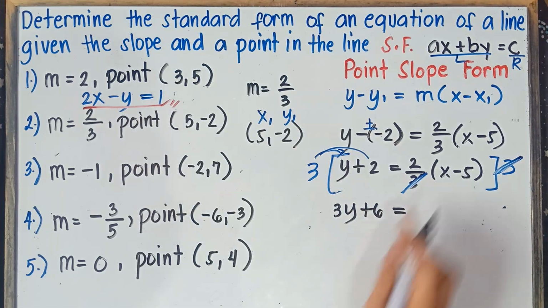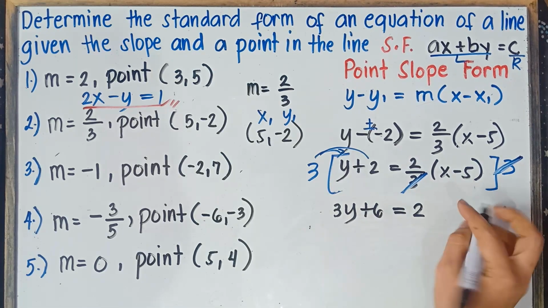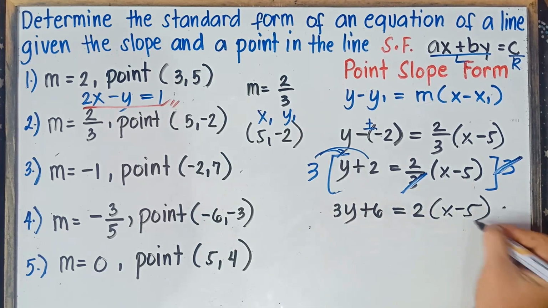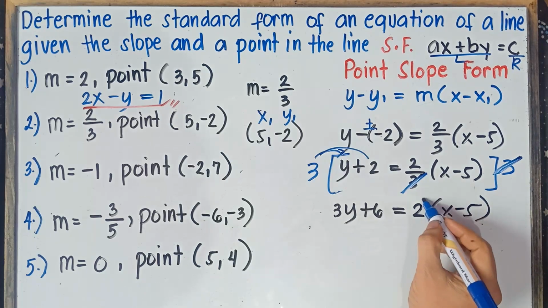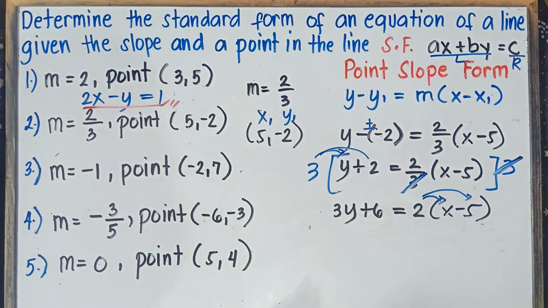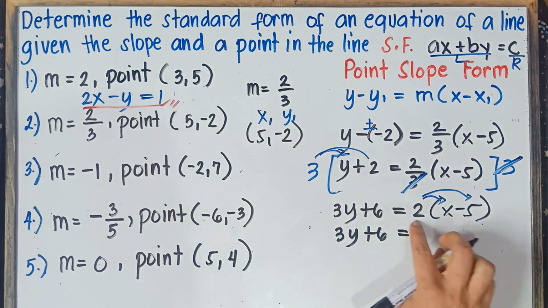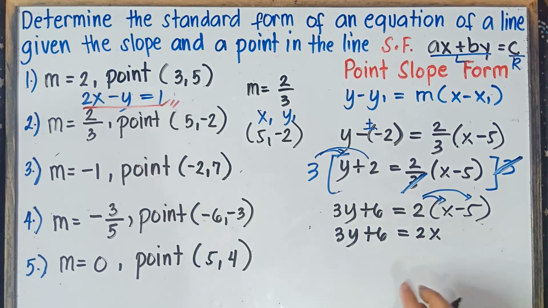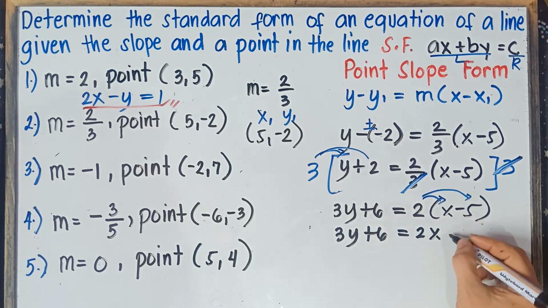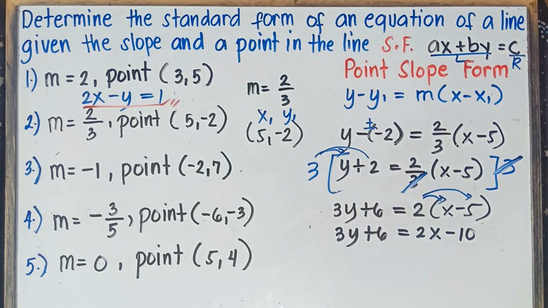Copy the equal sign. Copy 2, and then copy this one, x minus 5. Once again, we need to apply the distributive property because this is a binomial. So multiply this one and then this one. Let's do it step by step, class. So this will be 3y plus 6 equals 2 times x, that would be 2x. 2 times negative 5, that would be negative 10. Alright, so almost done, class.